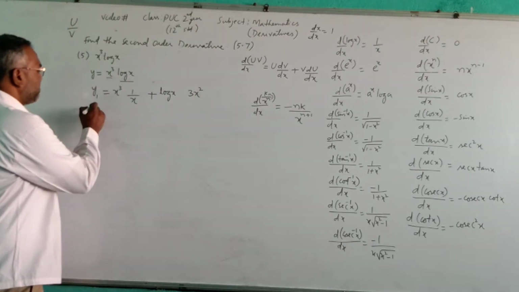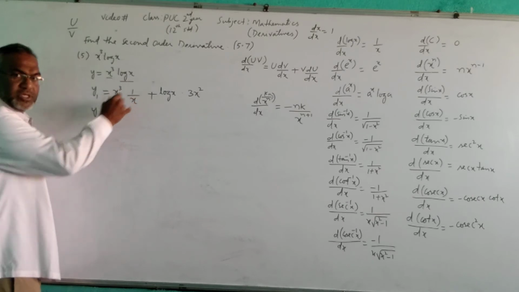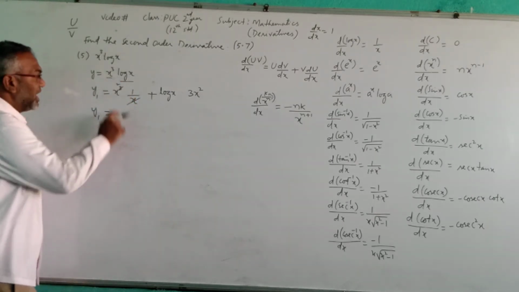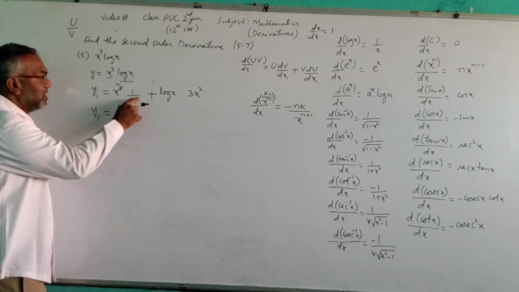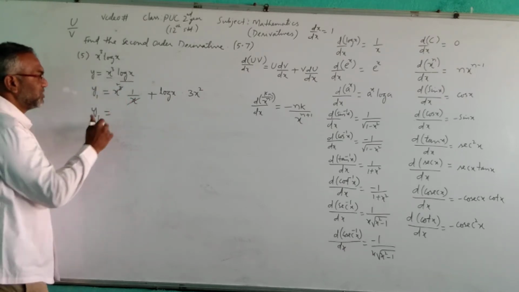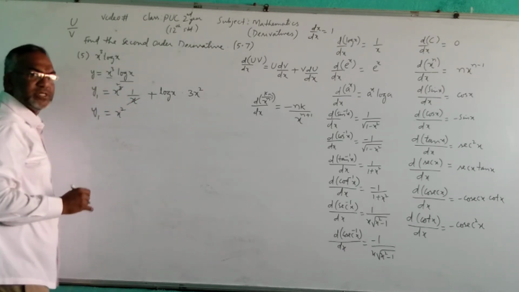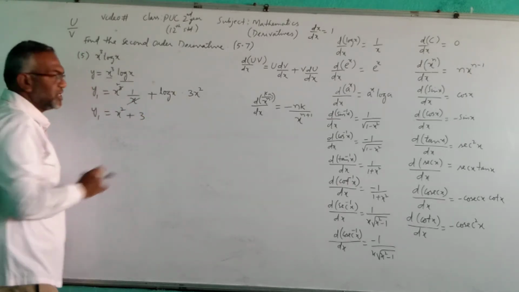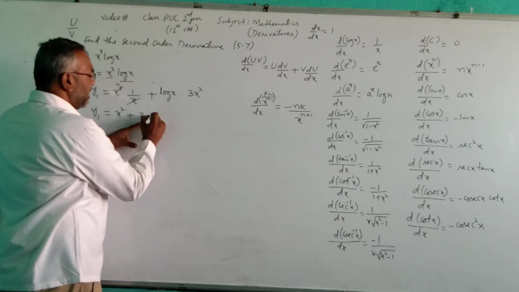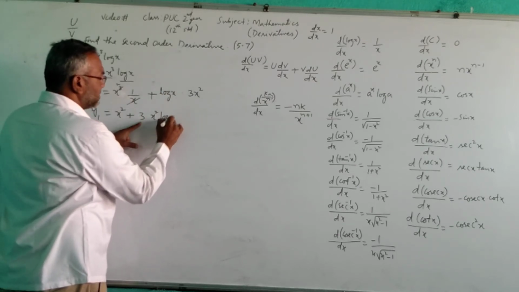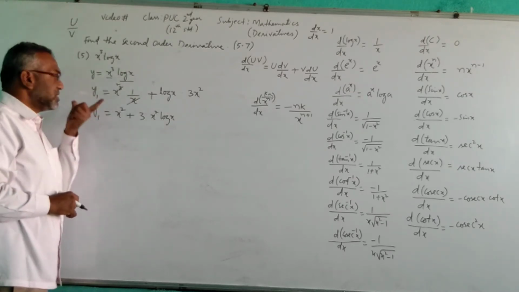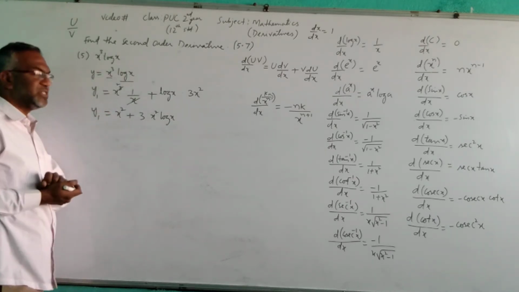Now simplification is possible, so y1 is equal to some simplification. Here these two will get cancelled and 2x will be left. Here we have x cube, 3x is there, so 1 will get cancelled, 2x will be left, plus 3 constant as it is, then x square log x, log x into x square is x square log x. We got this, right? This is the first order derivative.